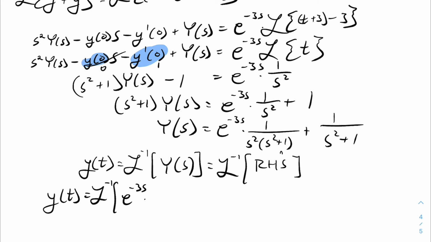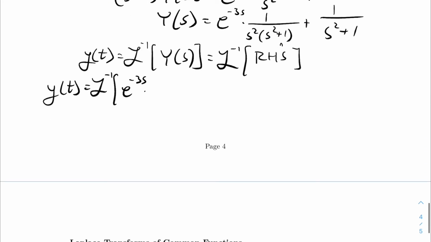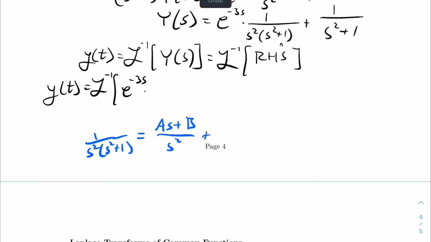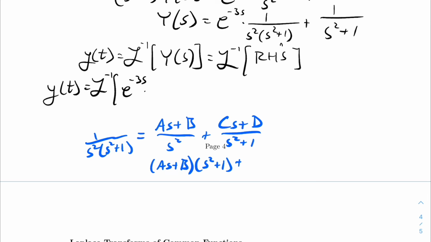Okay, before I do, I'm going to do partial fractions on this. So 1 over s squared plus 1, I'm going to write that as (as plus b) over s squared plus (cs plus d) over s squared plus 1. Finding common denominators, I'll get (as plus b) times (s squared plus 1) plus (cs plus d) times s squared. So that's cs cubed plus ds squared. That should equal 1.